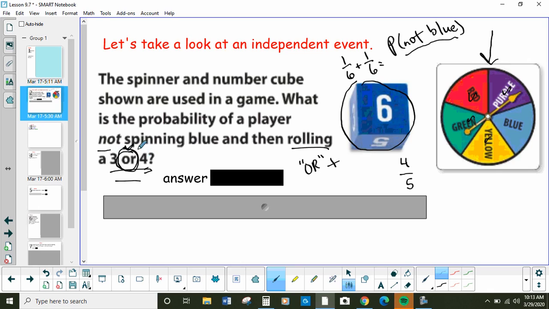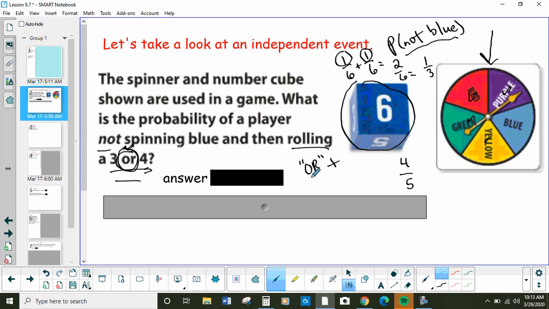4. So if I had 1 three and 1 four, we add those two, there's two choices. Out of a 3 and a 4, there's two of them. Or 2/6 chance, which reduces to 1/3.